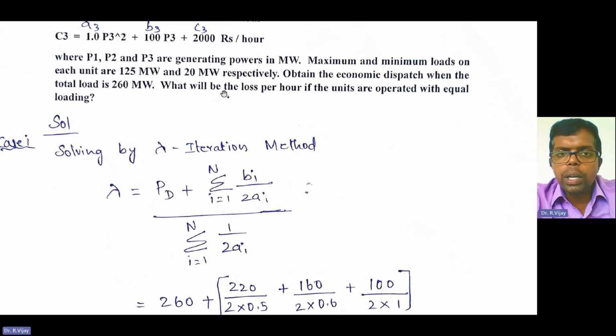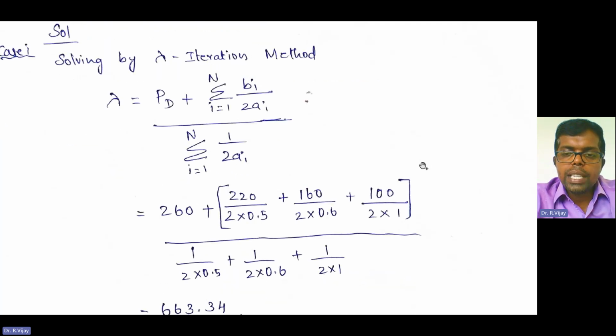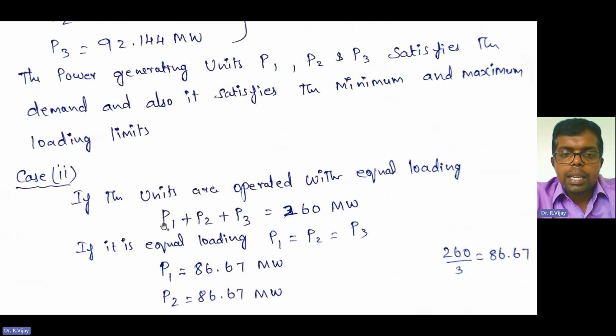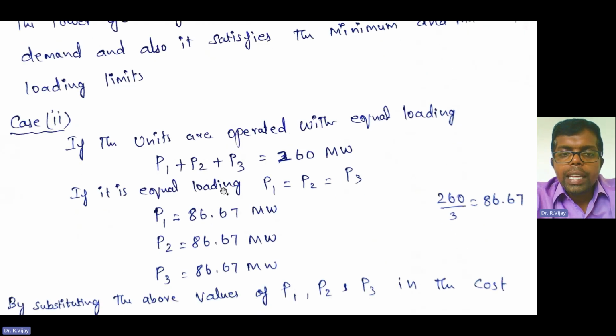Equal loading means all three generating units share the power demand of 260 megawatt. We are taking the power demand as 260 megawatt. That is, P1 plus P2 plus P3 is equal to 260 megawatt. So equal loading means P1 is equal to P2 is equal to P3.